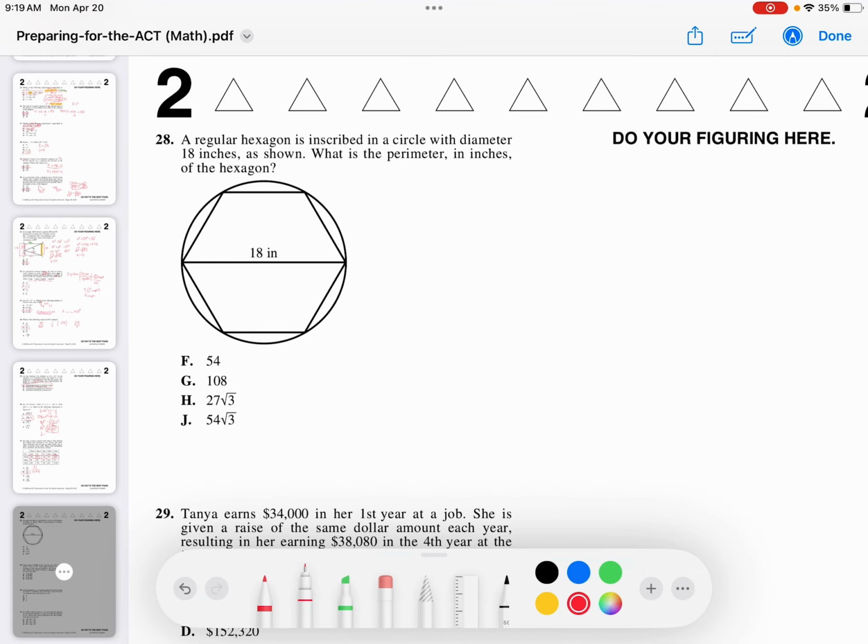Number 28. A regular hexagon is inscribed in a circle with a diameter of 18 inches, as shown. What is the perimeter in inches of the hexagon? I'm sure there's probably a better way of doing this. Oh, okay, there we go. If the diameter is 18 inches, then the radius would be 9. Because it's a regular hexagon, meaning all sides are equal, all of the sides of this triangle are 9, and for all of these triangles that we could draw, they will all be 9. So it's just 6 times 9. So this would be F.